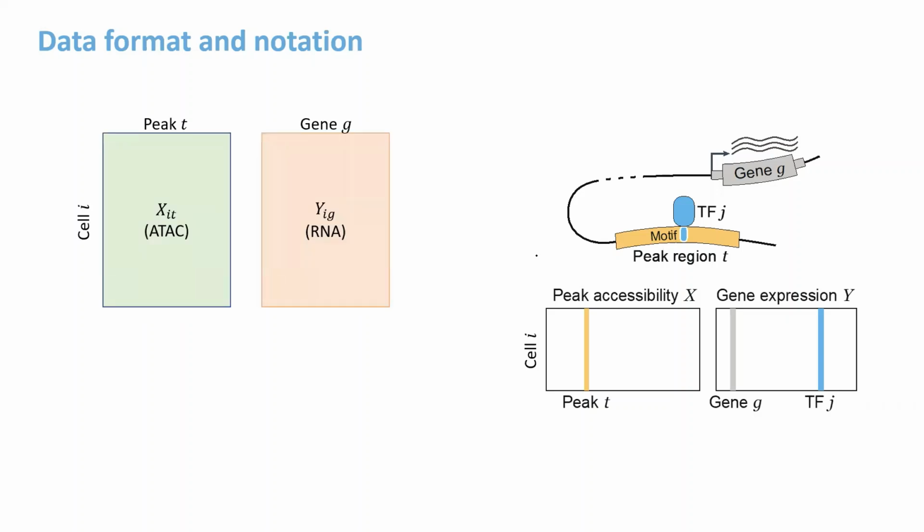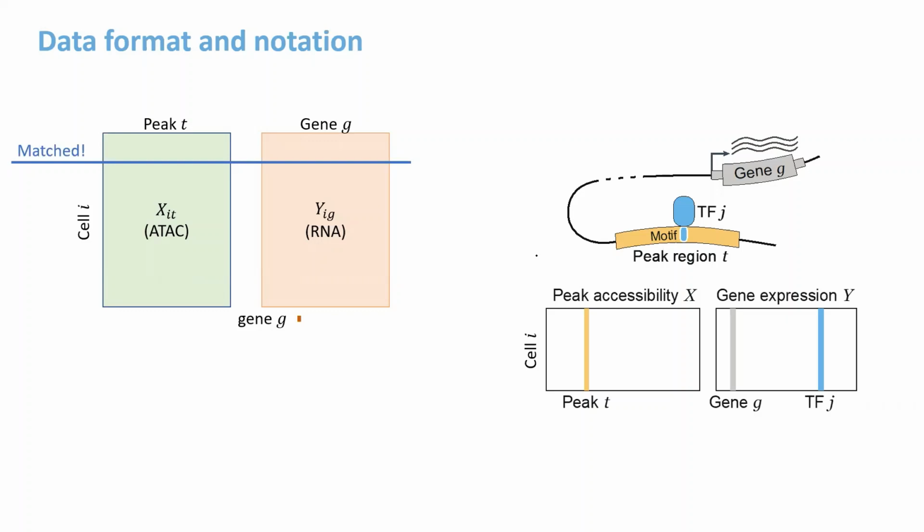So again, here we have an X matrix and a Y matrix, and the cells in this case are matched across these two different modalities. For the ATAC matrix, the features are the peaks. For the RNA matrix, the features are the genes, and the cells are nicely matched.